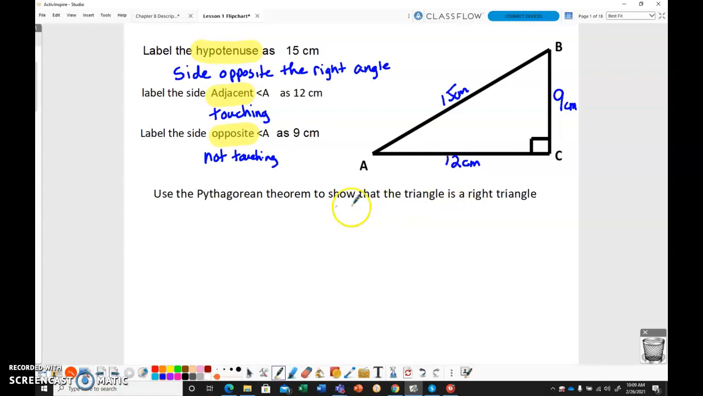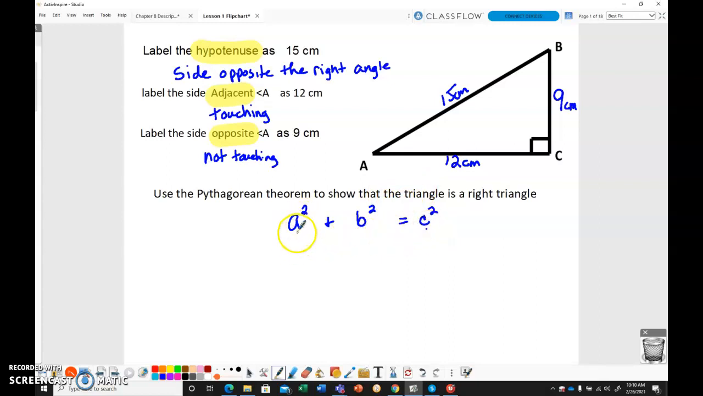To use the Pythagorean theorem, hopefully you remember the Pythagorean theorem is a squared plus b squared equals c squared. So to use that to show that the triangle is right, basically we just need to find out that these two sides of this equation are equal. And once we prove that they're equal, then we've shown that the triangle is a right triangle.